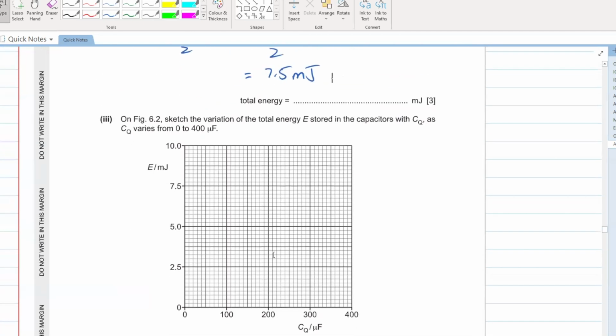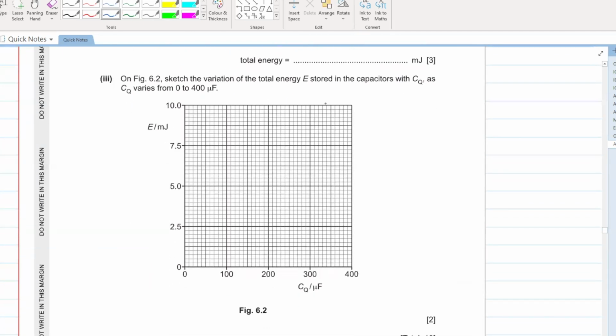Perfect. On figure 6.2, sketch the variation of the total energy stored in the capacitor as CQ varies from 0 to 400 microfarads. When capacitance CQ was 0, the total energy was 2.5. When the capacitor CQ was 400, the energy was 7.5. Draw a line between the two. Like this. This is your line. Simple.